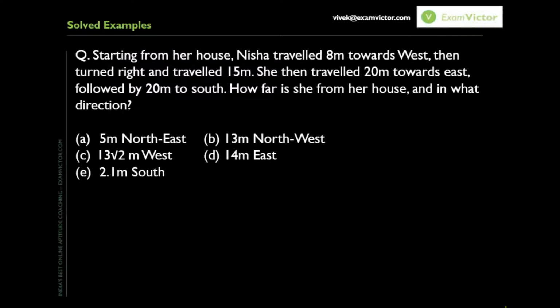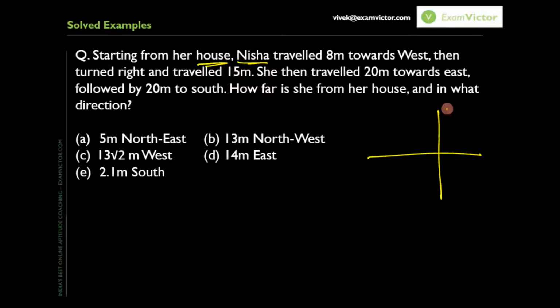Okay, so in this question, it's just a by the numbers, just follow the instructions and solve and get the answer kind of question. So just go through it. It says Nisha, who started from her house, she first traveled 8 meters towards the west.